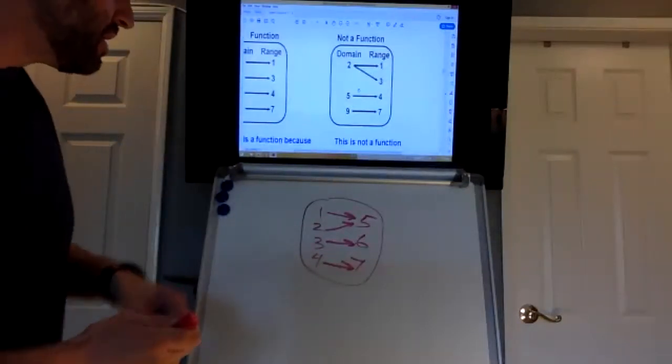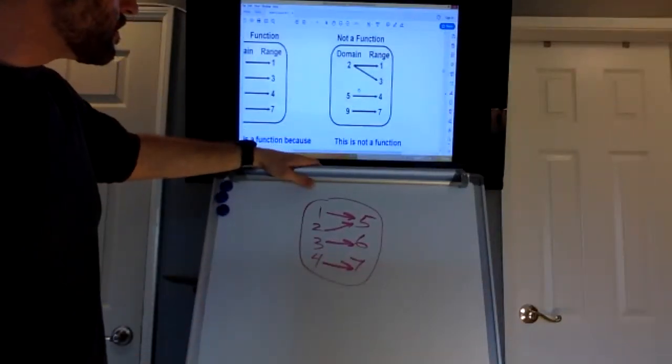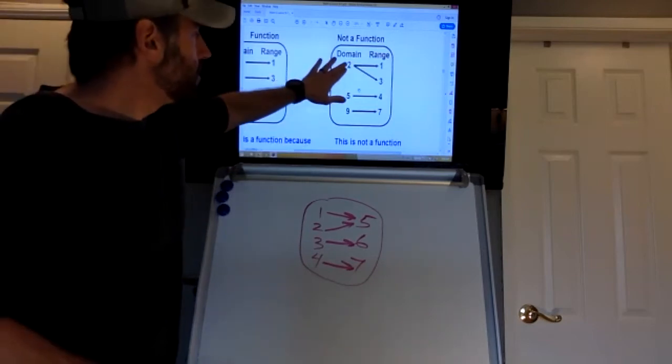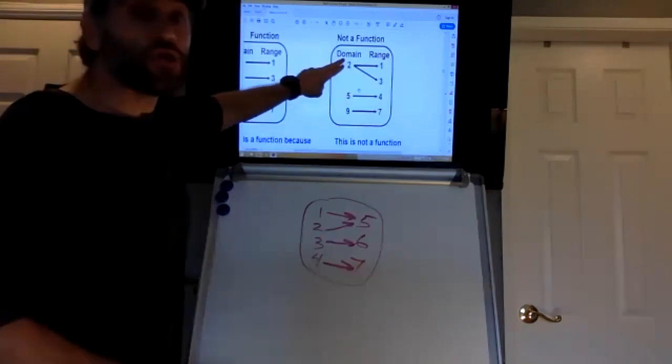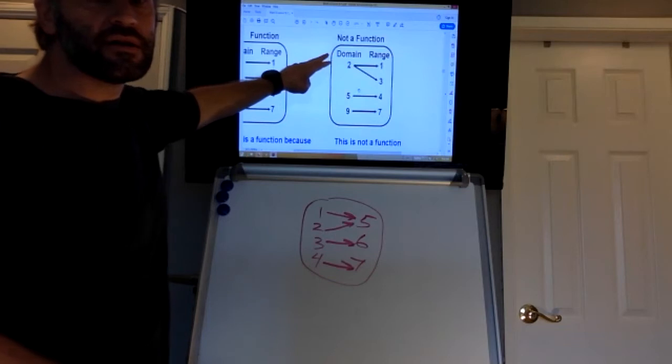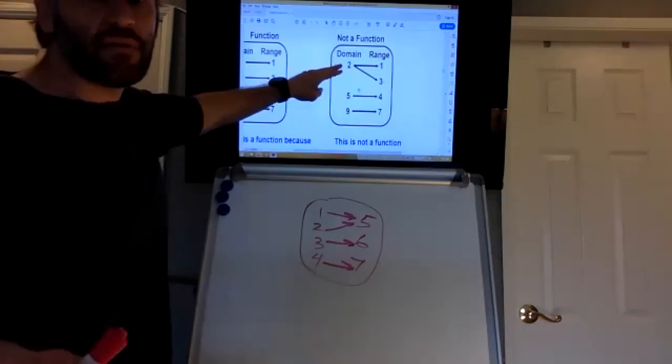In the one that is not a function, the x value has two y values assigned to it. But in the other one, there are two x values assigned to one y value. That's still an easy way to think about what a function is.